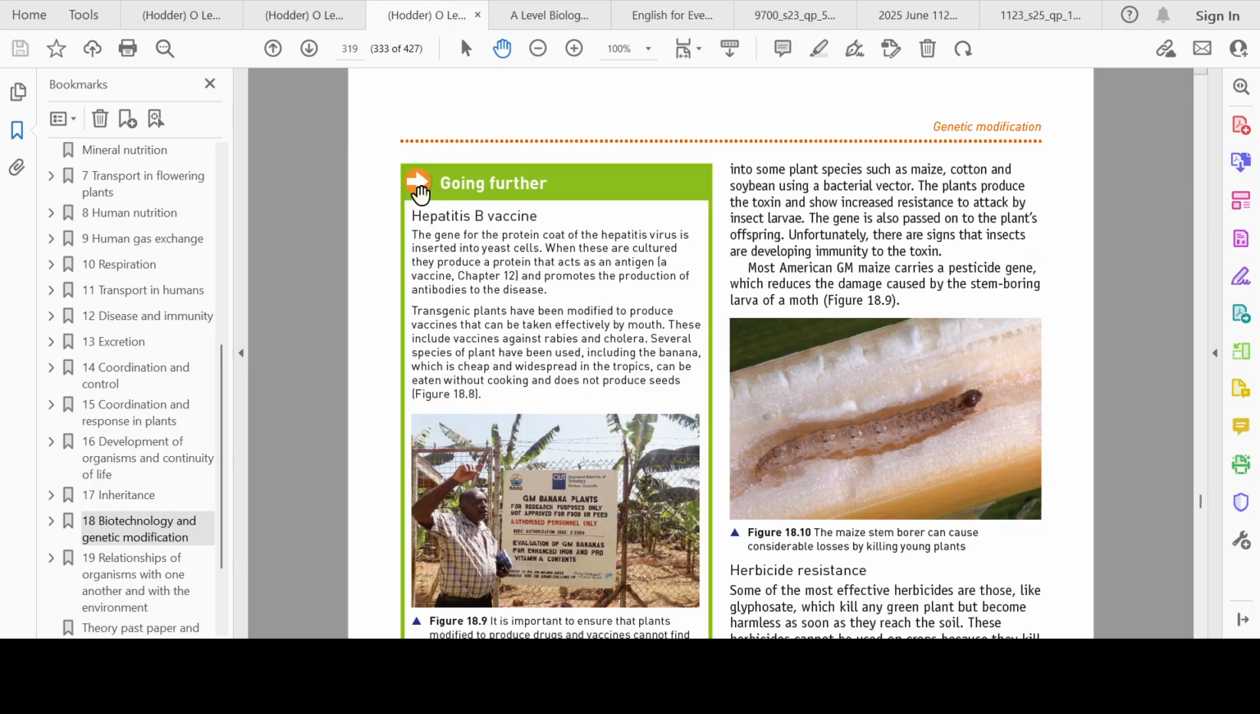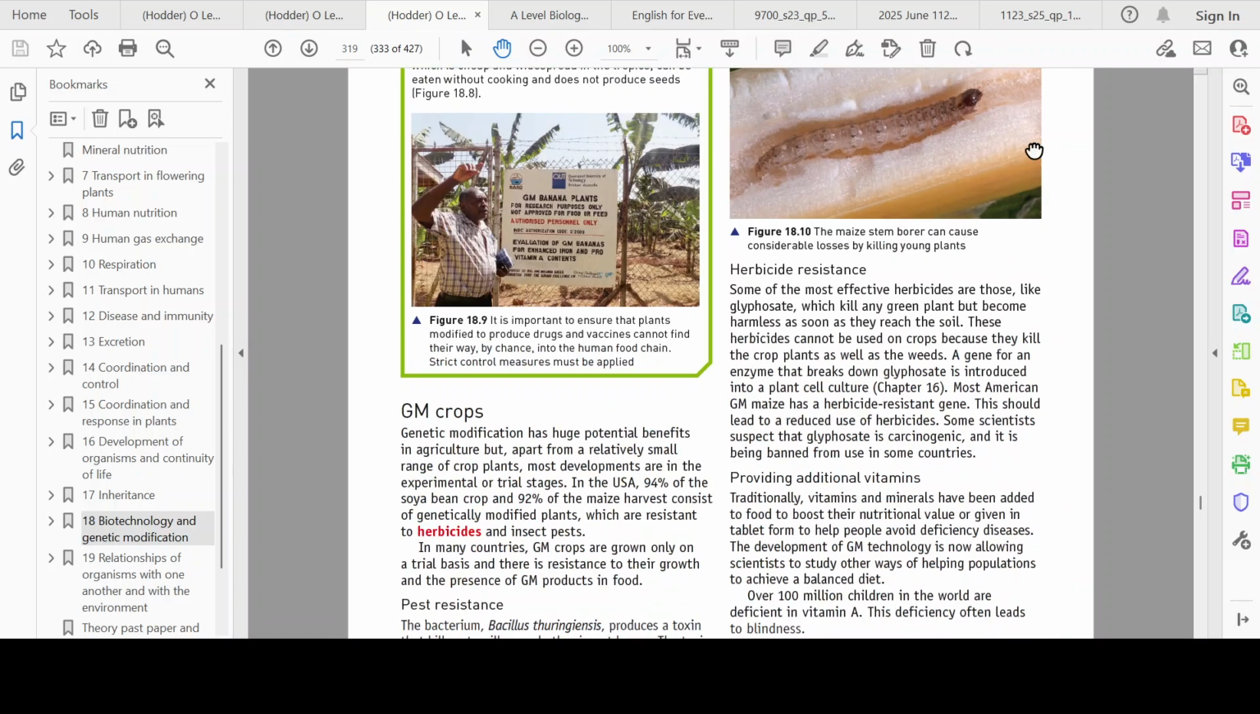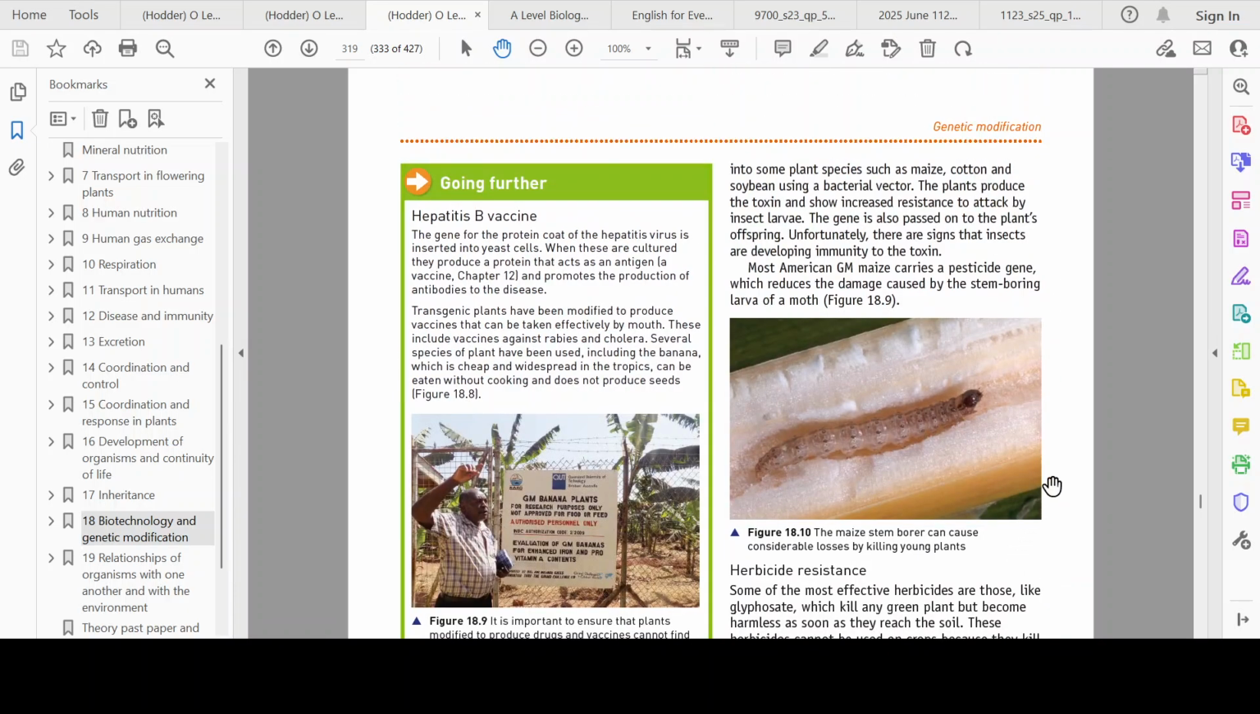So with whatever time we have left, next time we'll do classification, and then chapter 19, which is relationship of organisms with one another and the environment. If we have time left, then we'll do chapter 16 and 17 if possible, right? Otherwise, that's how far we go.